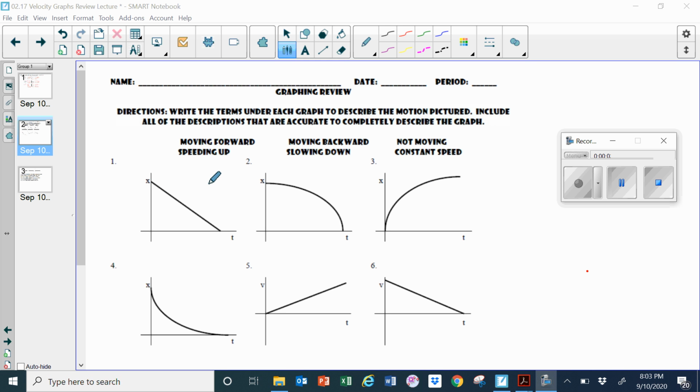Graphing review, and talk about these graphs, okay? And one thing you have to be careful about is to look at the type of graph we're looking at. So first of all, we're going to try to identify these with just a group of words. So first of all, how is it moving?